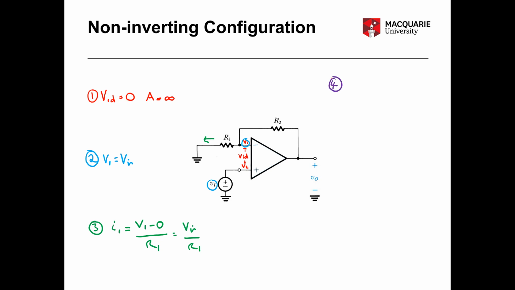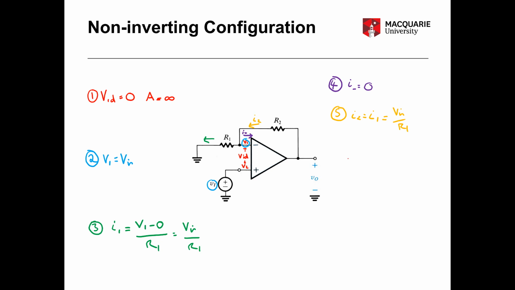Now for steps 4 and 5, as before, we simply recognize that there can be no current going into the terminals of the op-amp due to the infinite input impedance. So I minus equals 0, leading us to step 5, which will state that I2 must equal I1 due to step 4. So now we have I2 equal to I1, and we know that that equals Vin over R1.